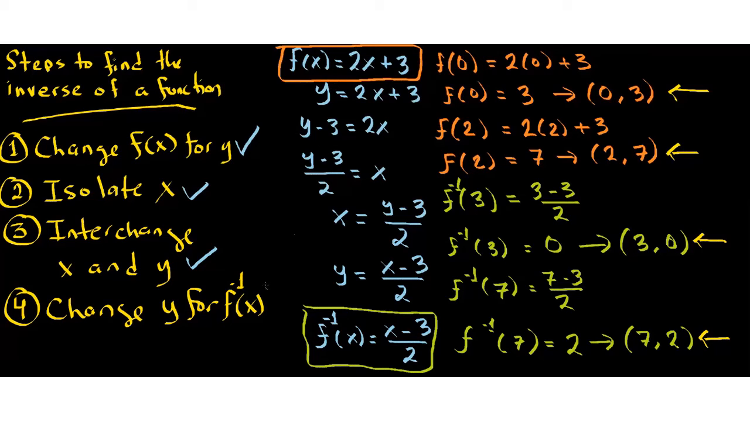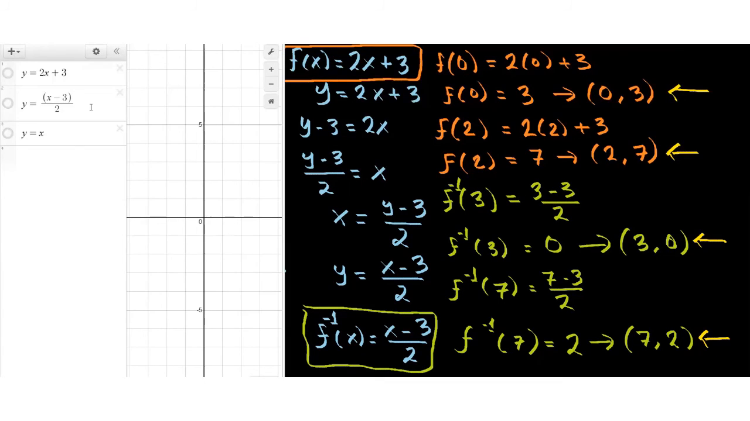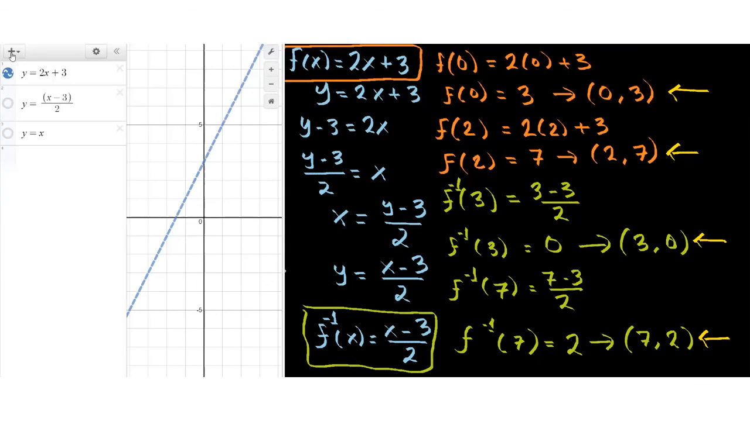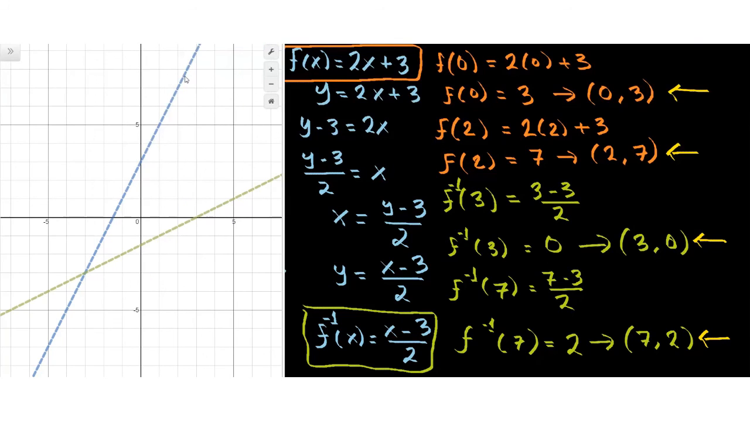Now, how would this look in a graph? I'm going to show you here using this website desmos.com, which is pretty cool, pretty useful. Here I already have y is equal to 2 times x plus 3. I'm going to plot it here. There we go. This line here in blue is the graph for f of x equal to 2 times x plus 3. Now I'm going to plot the inverse of this function. Let's see how it behaves. It's in here. Now, this in blue is f of x, and this in green is f inverse of x.